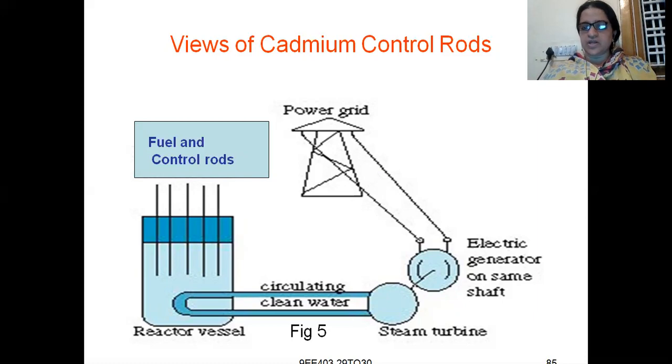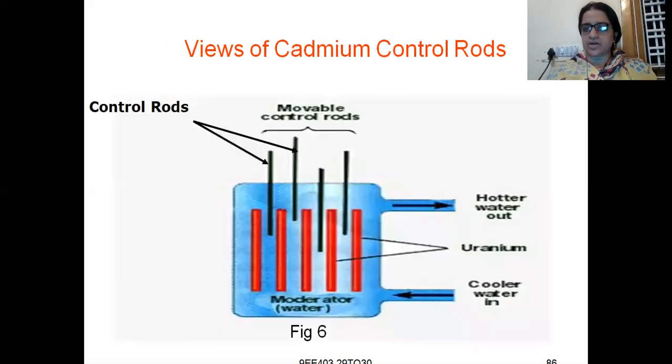turbine. As the steam is given to the steam turbine, this heat energy is converted into mechanical energy, and this mechanical energy is given to the alternator as input. The alternator converts mechanical energy to electrical energy, and the output electrical energy will be given to the power grid, or it will be transmitted to long distances, or it may be connected to the grid also.